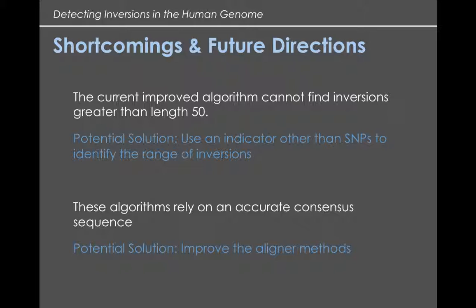I think a good way to improve it is to use a method other than SNPs to confine the range where I'm searching. Also, very important is the accuracy of the consensus. Because I'm comparing segments of the consensus to the reference, it's very important that there are no errors in the sequence. So the best way to avoid that problem is to improve my aligning methods.